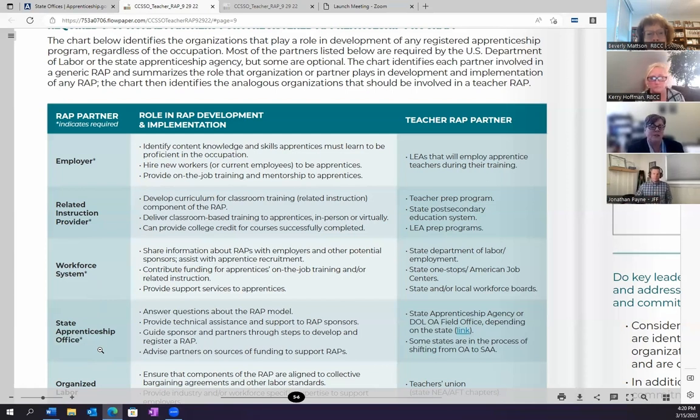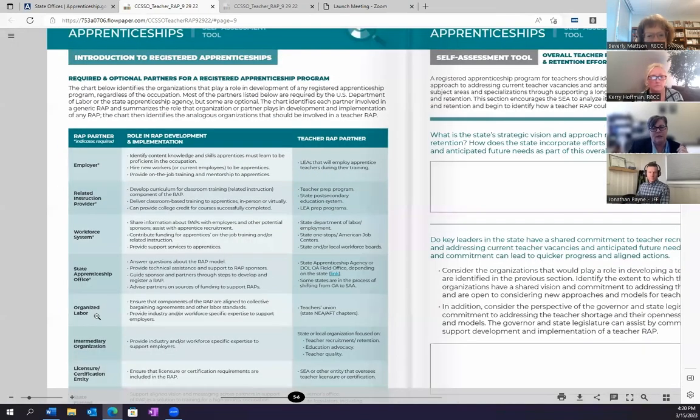The state apprenticeship office is the person that I showed you in the state offices. You're going to contact the state director and they will assign you an ATR. All of these other things, including organized labor, are things that you are going to incorporate as you start to think about how you want to do your program.